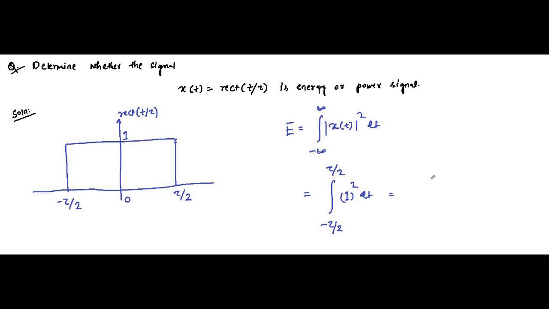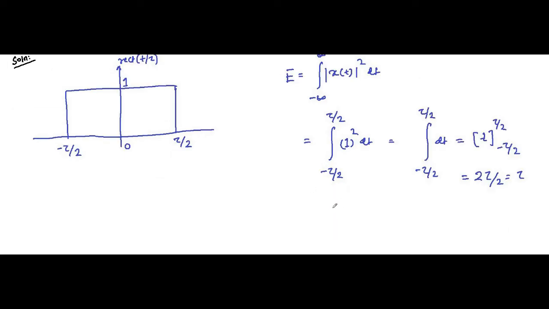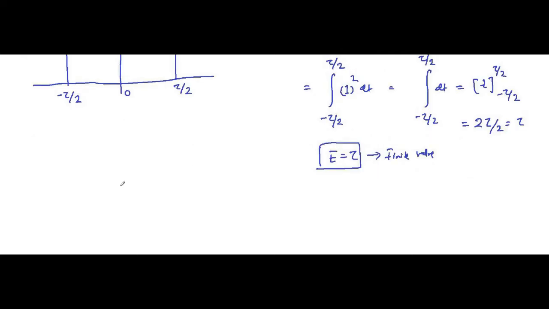So this is equal to the integral from minus tau by 2 to tau by 2 of dt, which is equal to t evaluated from minus tau by 2 to tau by 2, which is equal to 2 tau by 2, which is equal to tau. So E is equal to tau, which is a finite value, because there should exist some value of tau here which will be specified. So this is a finite value. Energy is finite. Then power.